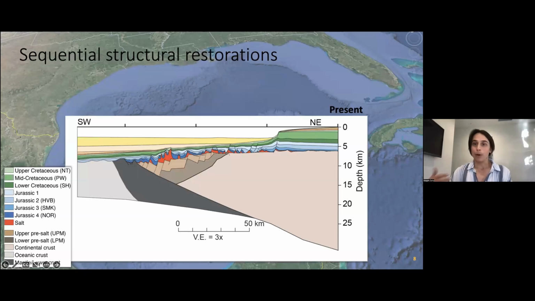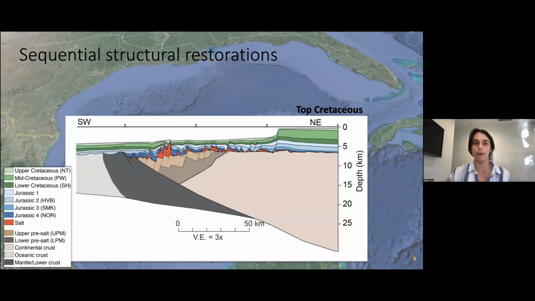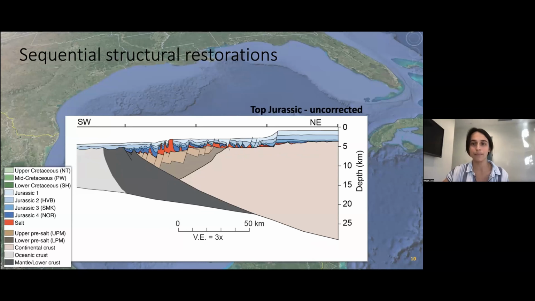And at each step, I go through and I backstrip each unit, decompact it, and apply the thermal and flexural corrections and a sea level correction. Everything was going fine as I did this until I got all the way through the Cenozoic, through the late Cretaceous. But when I got to the base of the Cretaceous and then into the Jurassic, I kept having this problem, which was that after applying all of my corrections, the proximal part of the section, which is up here, was not sitting at sea level.